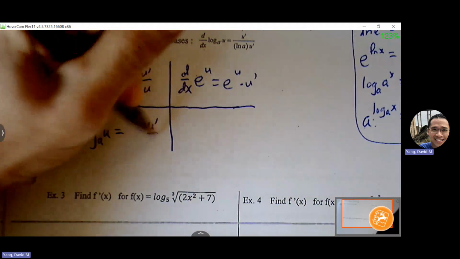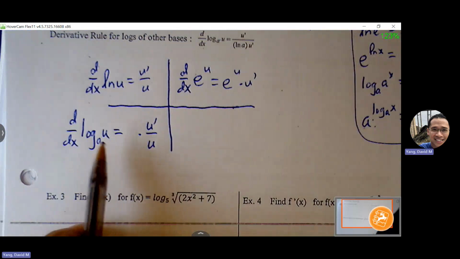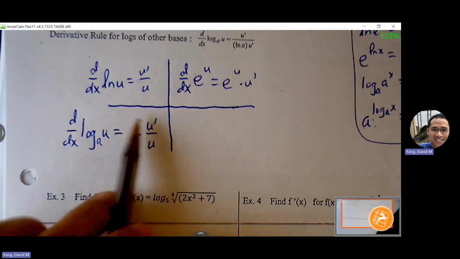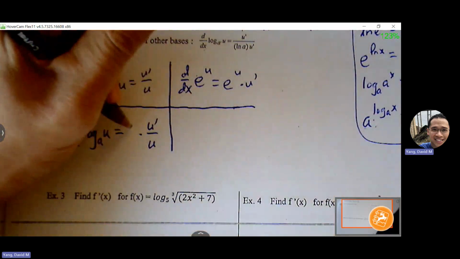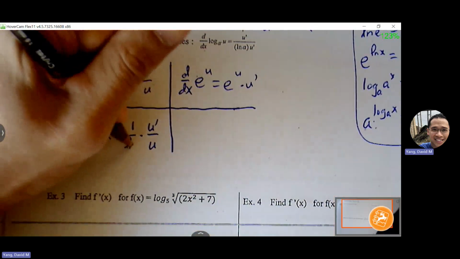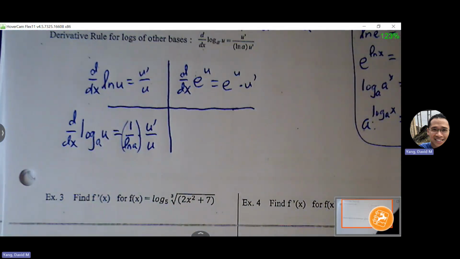I want to show that it's still u prime over u, but there's a conversion that has to happen. It needs to convert into base E before it turns into that nice u prime over u. So to convert to base E, there's a coefficient, 1 over natural log of A, that has to live in front of that derivative.